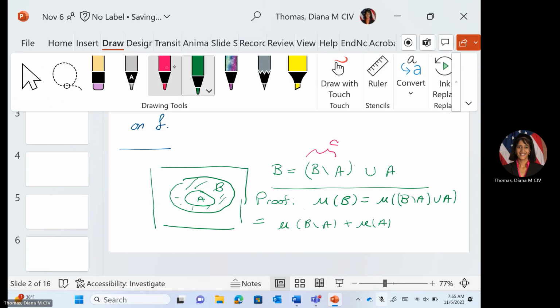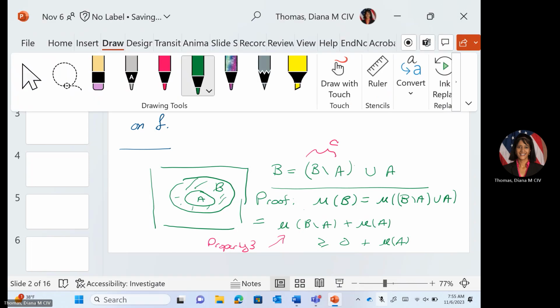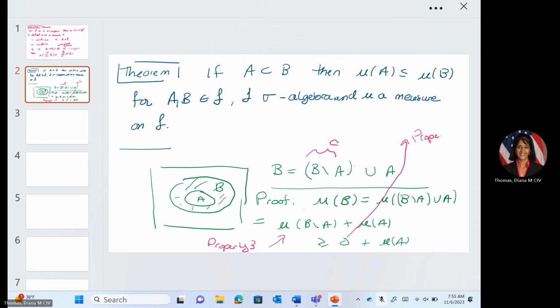And that's bigger than or equal to 0 plus measure of A by property 1. Boom, done. Measure of B is bigger than measure of A. Property 3. I got two disjoint sets. So it's property 3 that allows me to split them.